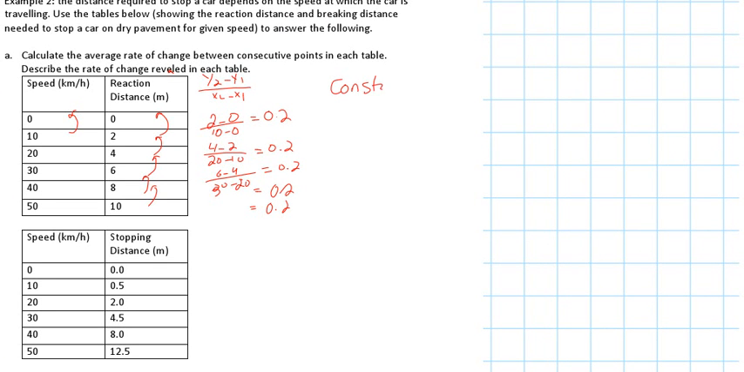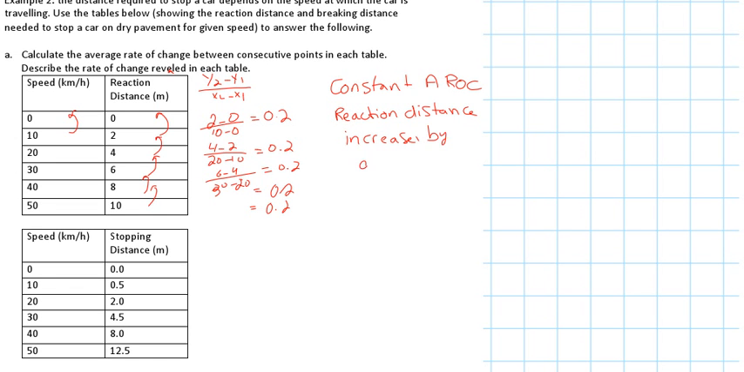And we know it's going to be, so basically the reaction distance, so all we can say here is the reaction distance increases because it's positive by 0.2 meter per kilometer per hour. Okay, that's a little bit weird because you're doing reaction distance over speed.